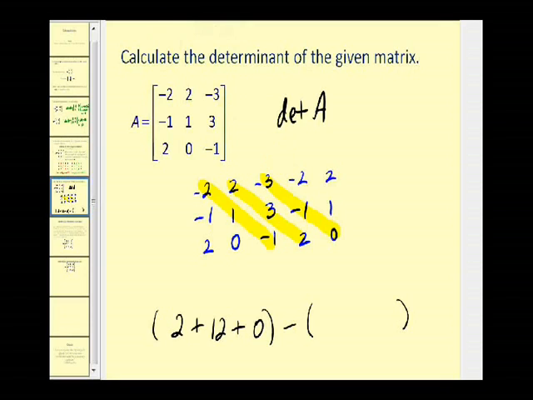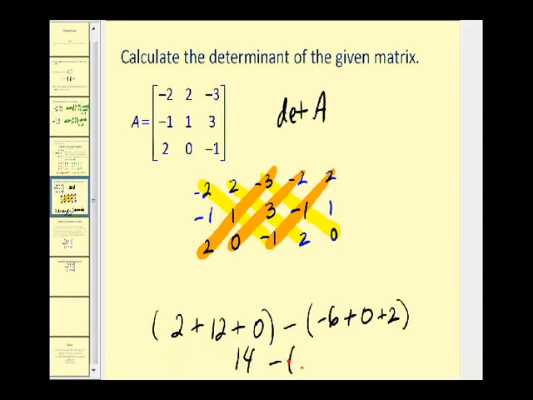And now we'll form the other diagonals that start at the top and move to the left. So we have 1, 2, 3. So let's go ahead and find those products. We have negative 3 times 1 times 2, that's negative 6, plus negative 2 times 3 times 0, that's 0, plus 2 times negative 1 times negative 1, that's positive 2. It looks like we have 14 minus negative 4, which is equal to 18. The determinant of matrix A is equal to 18.